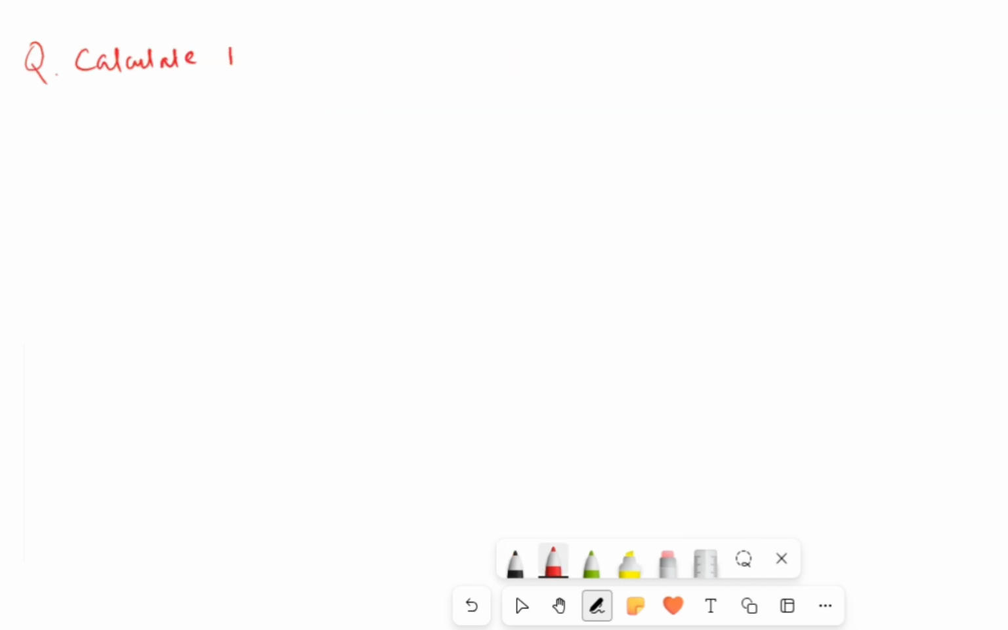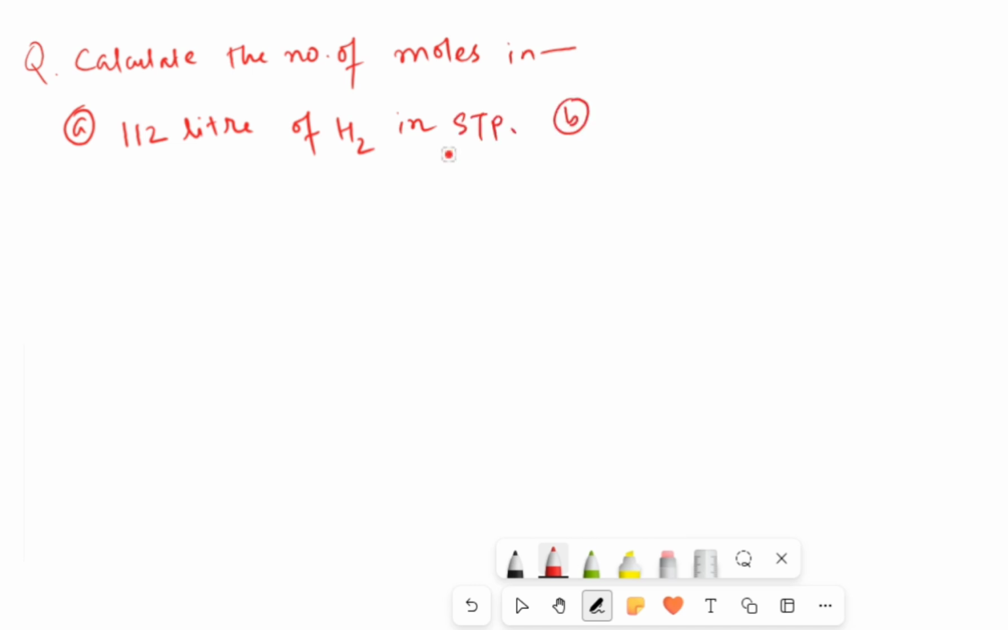So write another question. Calculate the number of moles in number A, 112 liters of H2 in STP. Number B, 5.6 liter of helium at STP. So now we are going to solve.